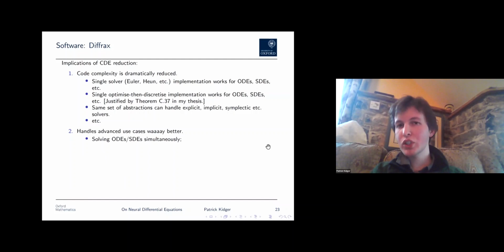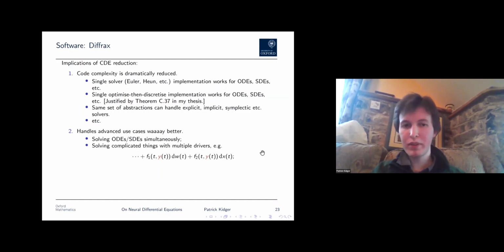So for example, maybe I want to solve an ODE and an SDE at the same time. Maybe one is an input into the other. Maybe there's something going on there. I can do that because I'm using the same abstractions for both.